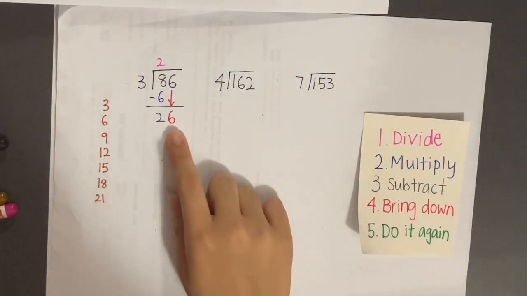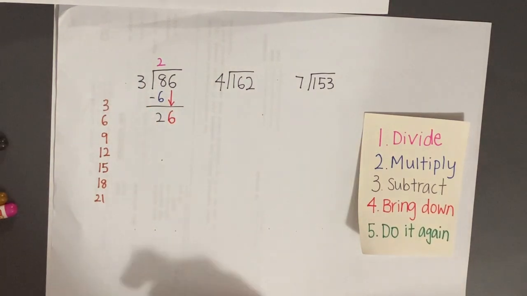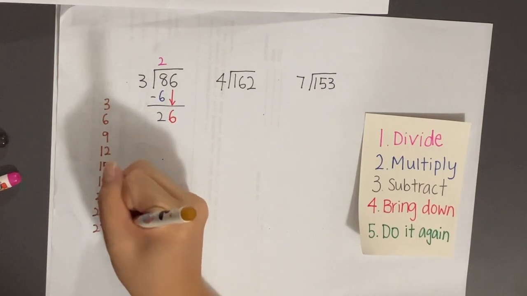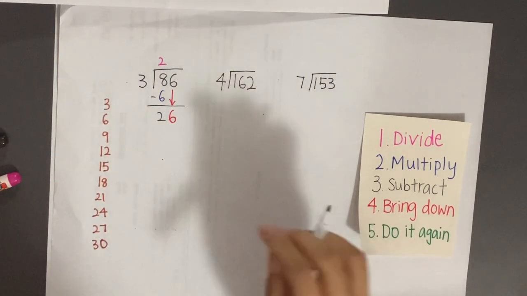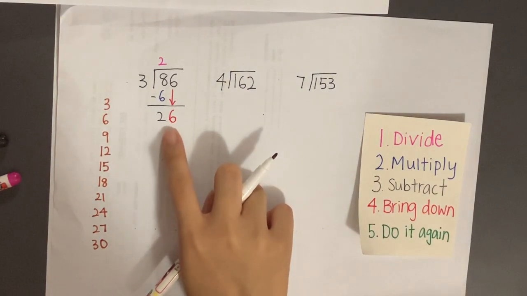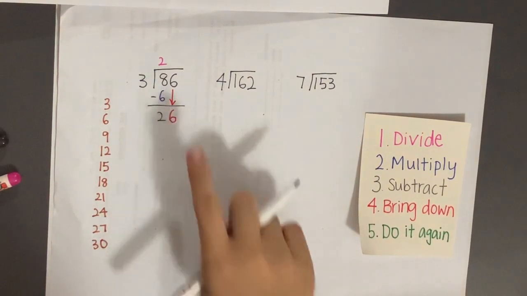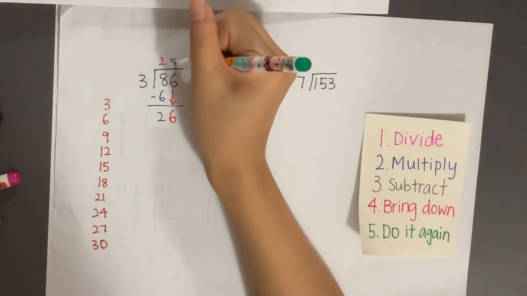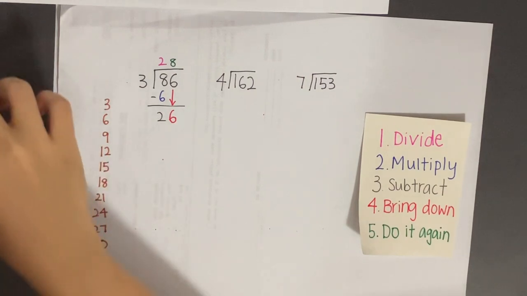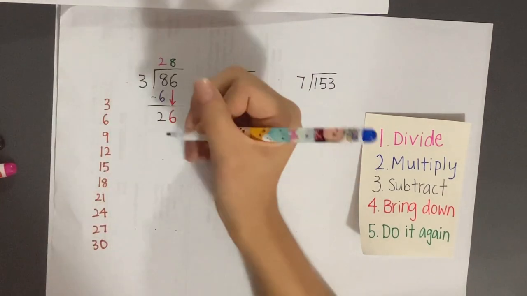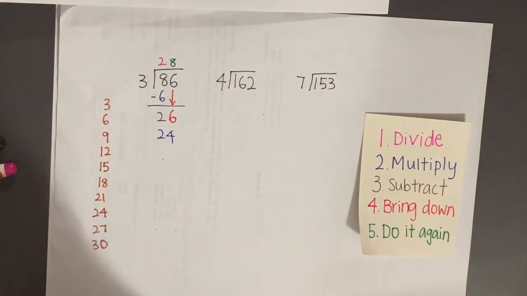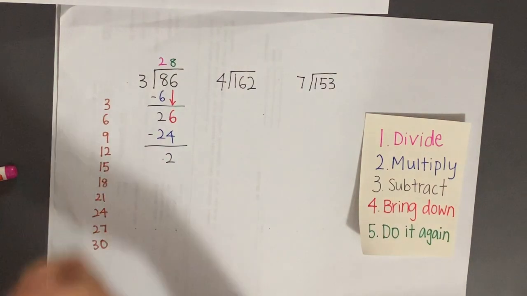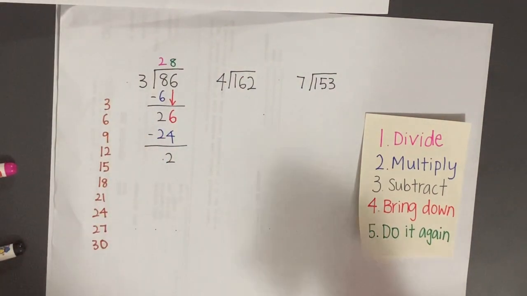Okay, I'm not too sure what number to divide by 3. So let's continue my multiplication table of 3. The number that is smaller than 26 but closest to 26 and can divide by 3 is 24. I know 24 divided by 3 is 8. 3 times 8 is 24. So my quotient is 28, my remainder is 2.